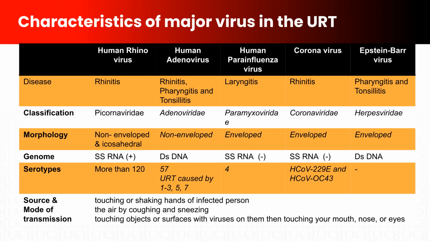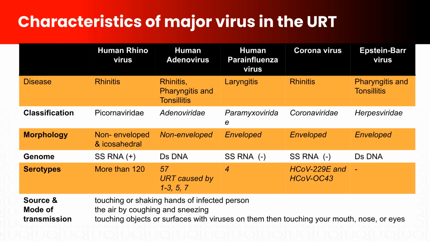Starting with human rhinovirus, the main disease it causes is rhinitis, or the common cold. Remarkably, there are more than 120 different serotypes of rhinovirus, which is why we can get multiple colds throughout our lives. Immunity to one serotype doesn't protect against others. Human adenovirus causes rhinitis, pharyngitis, and tonsillitis. There are 57 known serotypes, with types 1, 2, 3, 5, and 7 being most commonly associated with URT infections.